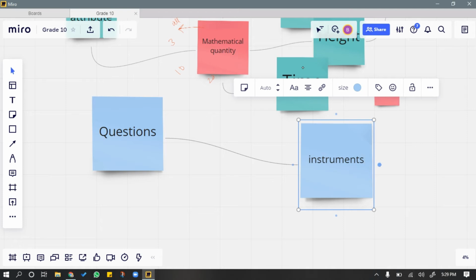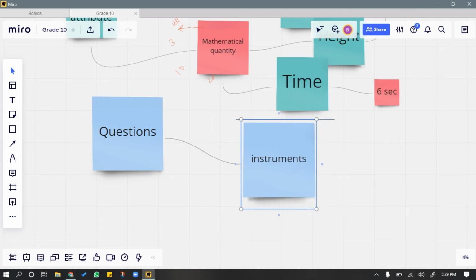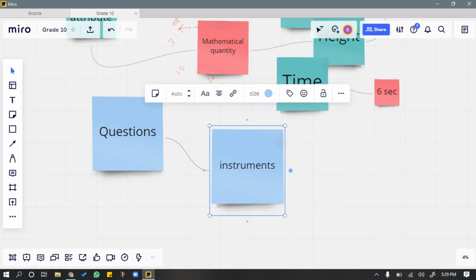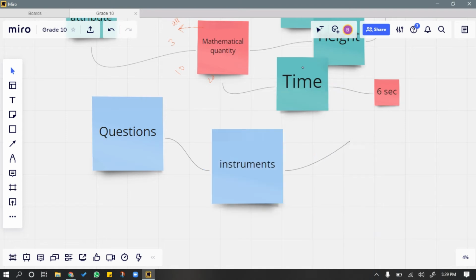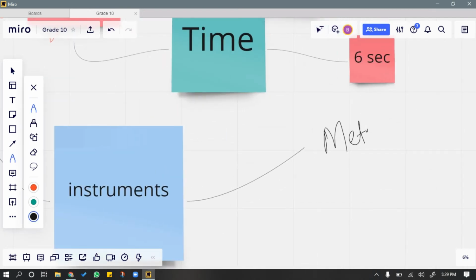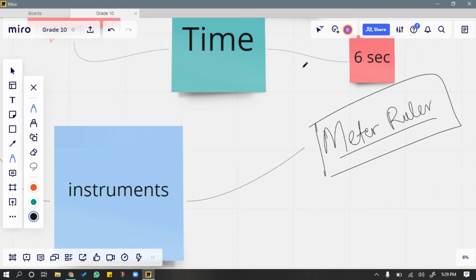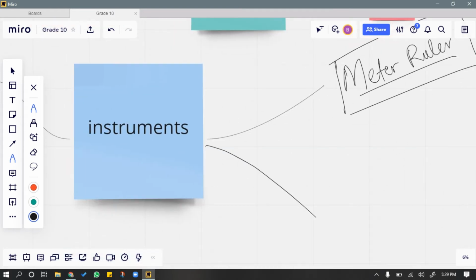Some of them, I'll tell you the names of. So some of them are known as the meter ruler, which is very common; you can find it in the geometry box of a child, even in your own geometry box. There is a meter ruler. The other thing is a scale for measuring weight. We call it a weight scale.